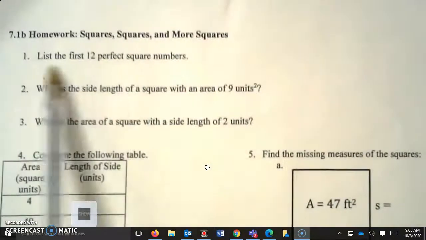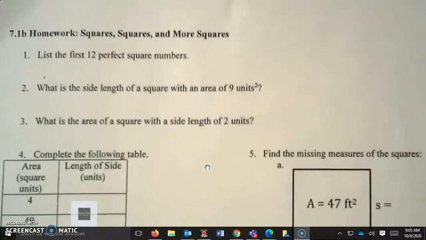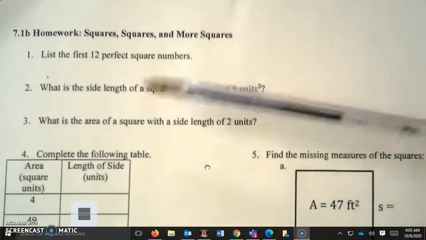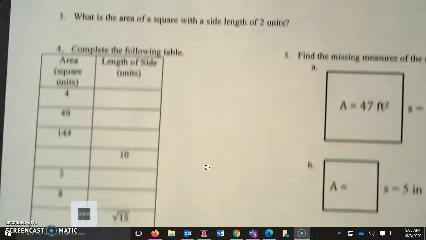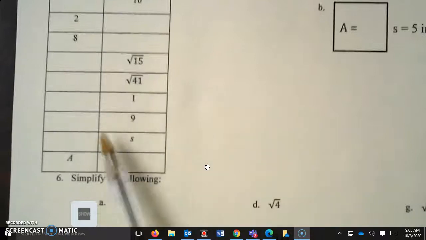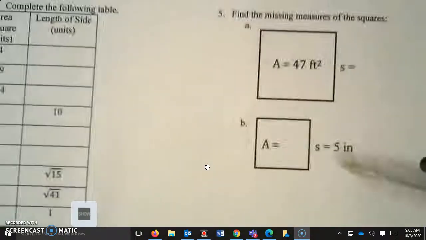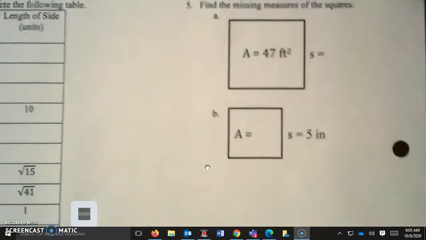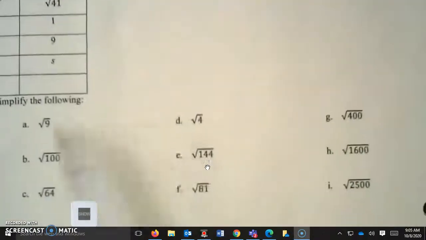List the first 12 perfect squares. This is the same question, it's just in words. What's the side length? What's the area? You'll fill in the table, but again, I answered these two. You'll see it when I send you the PDF. I answered these two at the bottom. What's the side length? What's the area? It looks very much like the notes, as always. And then this section down here.